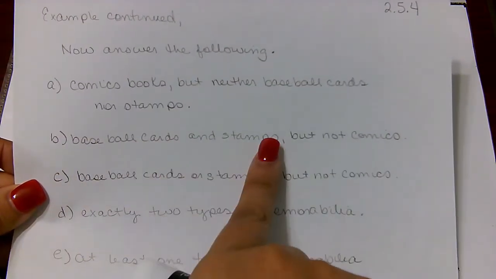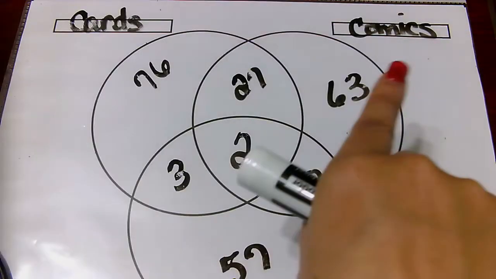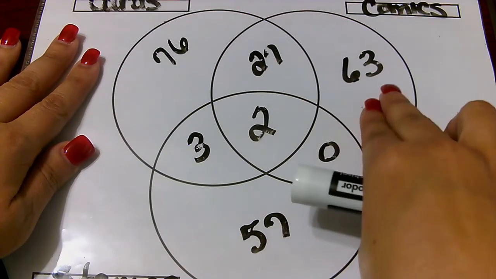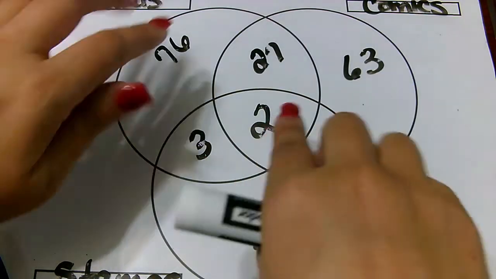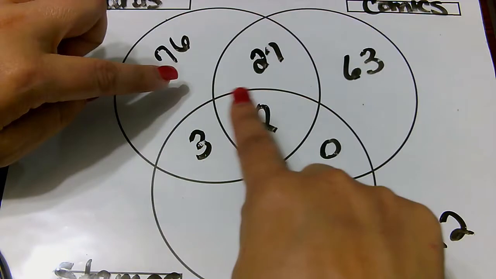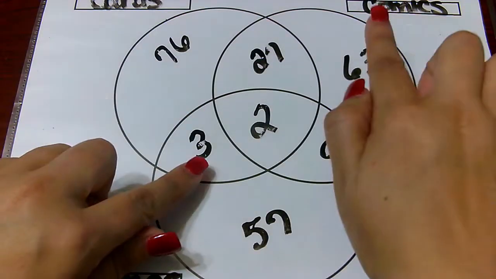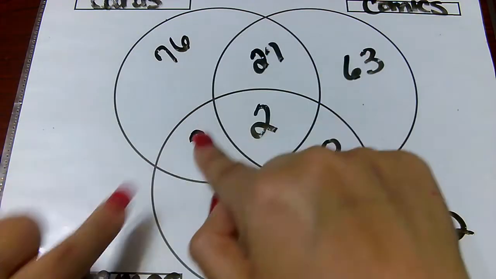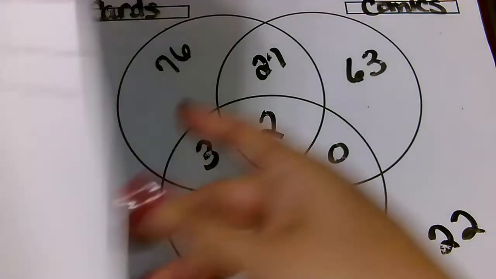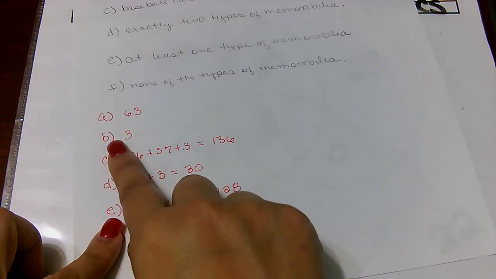Part 2 says baseball cards and stamps but not comics. So we're going to look at the baseball cards and stamps, but we don't want the ones that have comics. So remember, for baseball cards and stamps, that would be this section here. This is the intersecting circle, but then we want to take out the comic section, so we're just left with 3. Which I have my answer there.